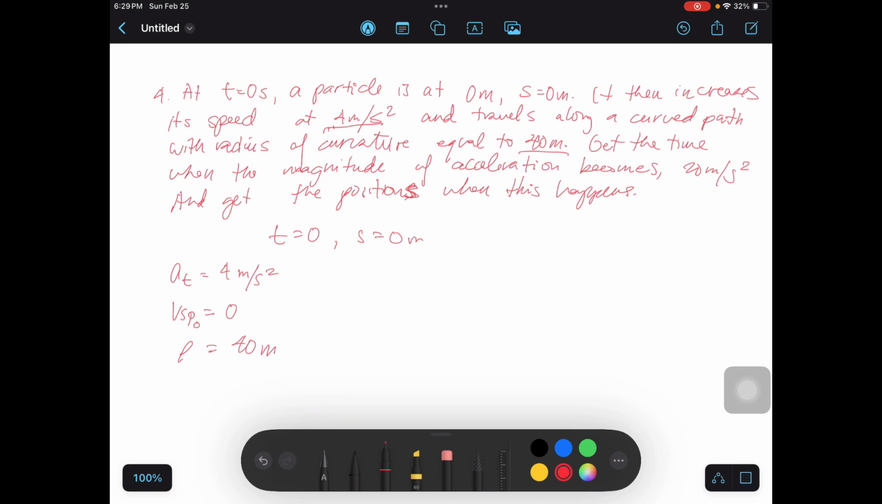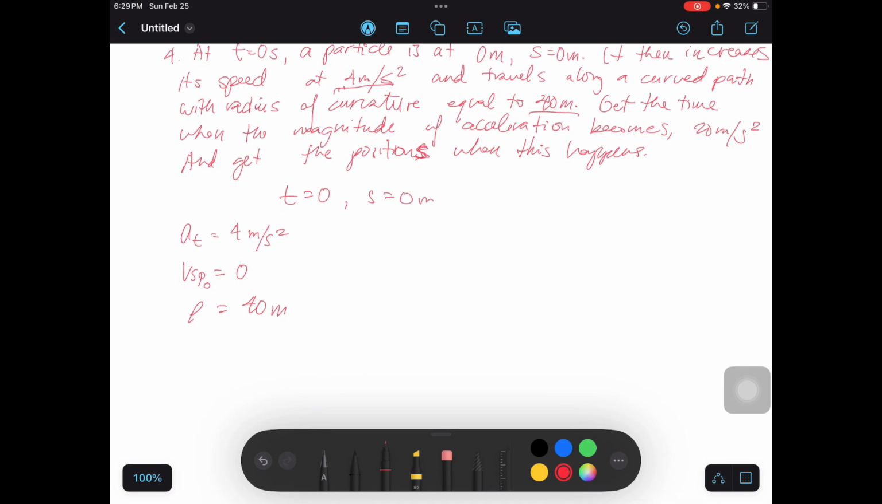So, pinapahanap niya kailan magiging 20 meters per second squared yung acceleration. So, mayroon siyang binigay na resulting acceleration. Kailan daw ma-achieve to? Since curved path, normal and tangential ulit tayo. So, substituting itong given natin sa formula na to, yung Pythagorean pa rin din.